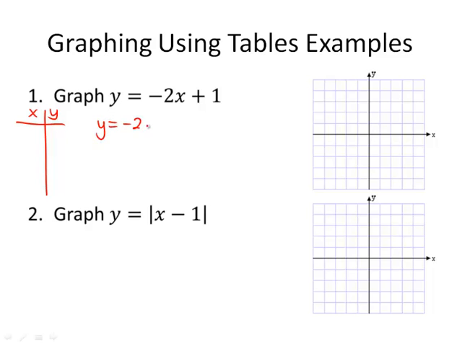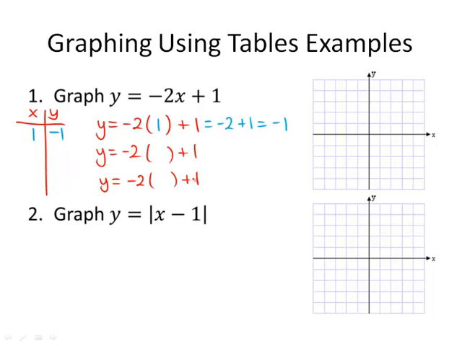Y equals negative 2 times something plus 1. So what do you want that something to be? So let's say we chose x to be 1. Let's replace 1. And that gives us negative 2 plus 1, giving us negative 1. So 1 comma negative 1 is an ordered pair solution.